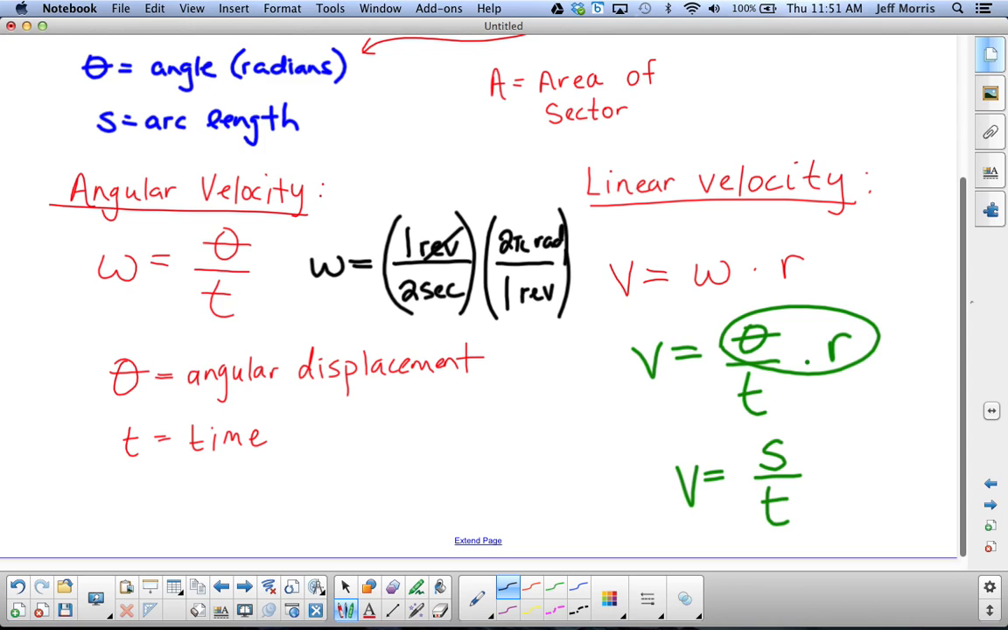2 pi radians. So then it would be 2 pi divided by 2, which ends up being what? Pi radians per second. So that would be Sam's angular velocity. He travels 3.14 radians per second. Okay?